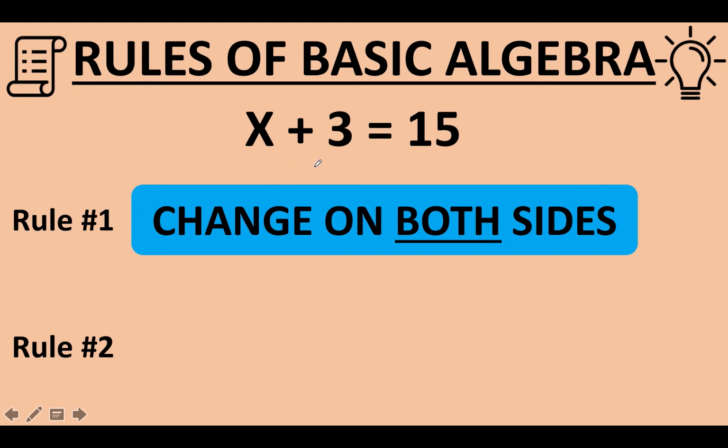Mathematical problems are very symmetrical. So what I mean by both sides is, in our example over here, we have x plus 3 equals 15. If I'm going to make any changes to the left side, I have to make sure that I make the exact same changes to the right side. I cannot change one without the other. And don't worry, I'm going to go a little bit more in depth on this later on to make sure that you understand it fully.